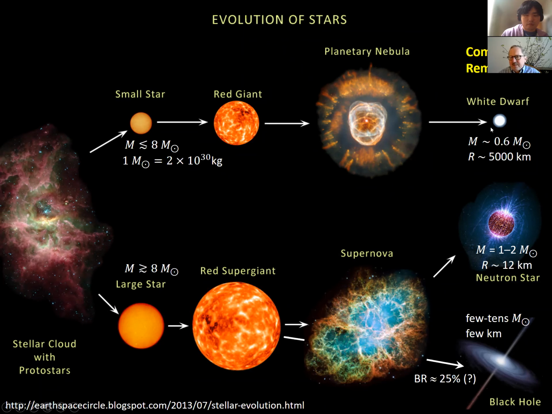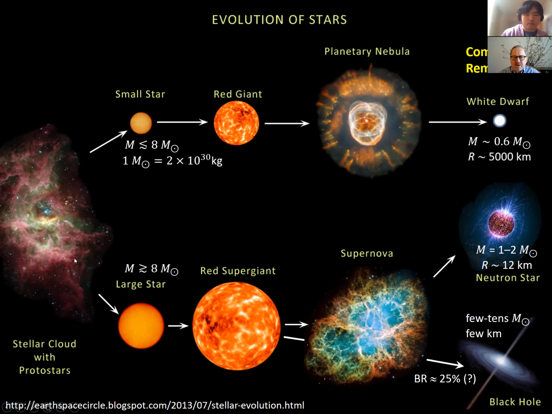And then what remains is a white dwarf, the core of the star, about half a solar mass and the size of the Earth. So that's a compact remnant called a white dwarf. And then, of course, the remaining material goes back into the fuel cycle and forms new stars. And there's this whole cycle of nucleosynthesis affecting the stars.